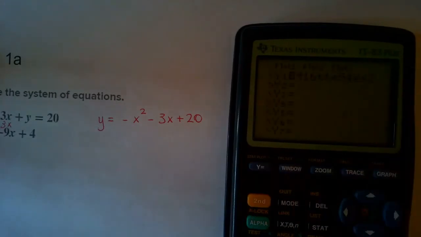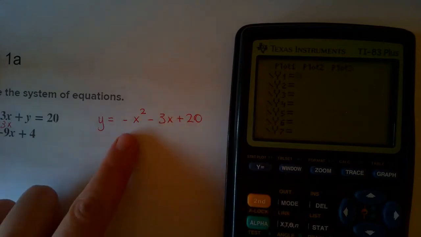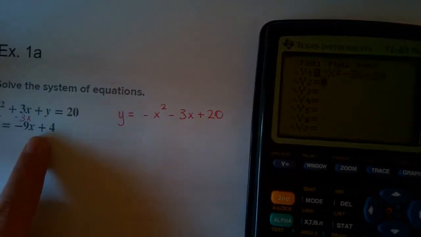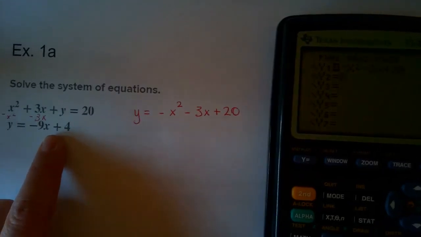So I'm going to hit y equals, clear out anything that's in there. I'm going to type in this guy: negative x squared minus 3x plus 20. And then I'm going to hit enter to find my other one. So then I'm also going to type in negative 9x plus 4.